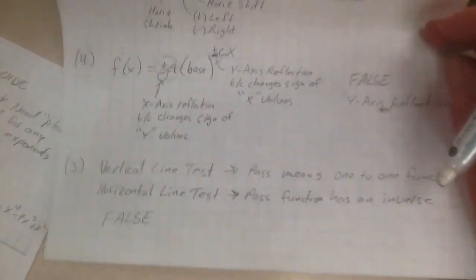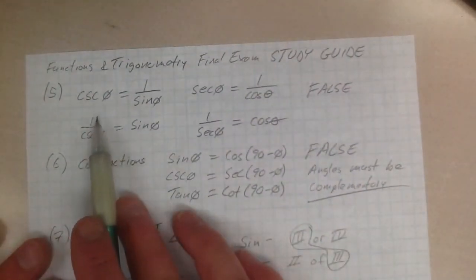Oh, I got 3 and 4 switched around. You get it. 5. What is the inverse of cosecant?